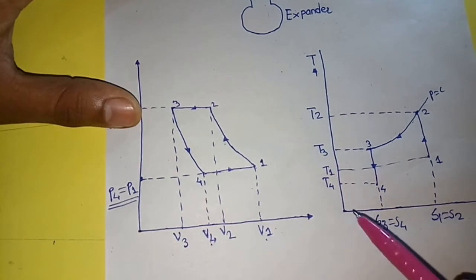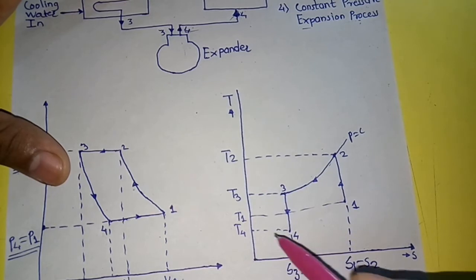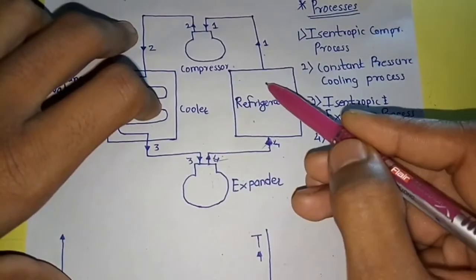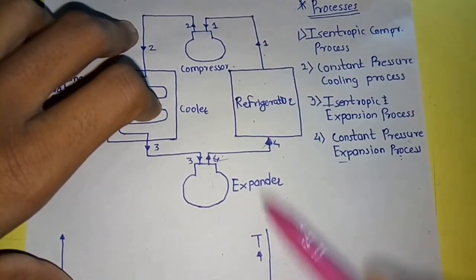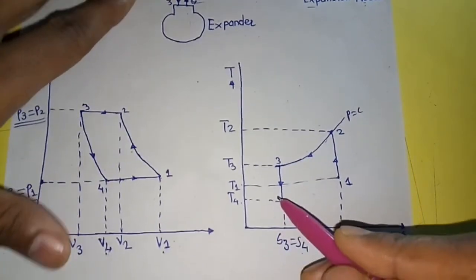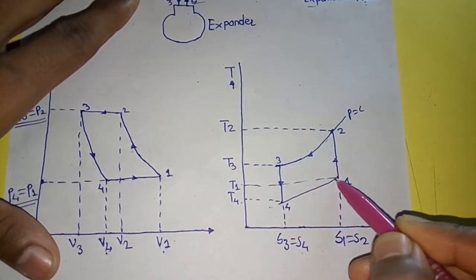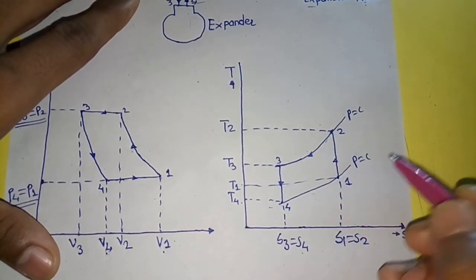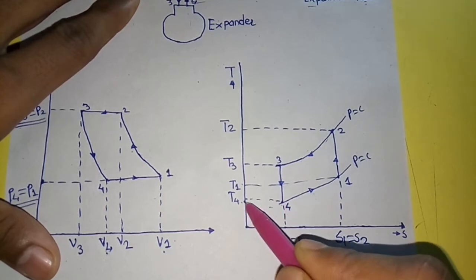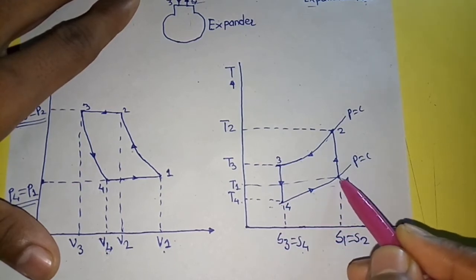Similarly, we will plot the TS diagram. During this process, the temperature increases from T4 to T1, from point 4 to point 1. This is point 1. And entropy changes from S4 to S1. So we will plot the constant pressure line from point 4 to point 1. This is the constant pressure line, P is equal to C. During this process, the temperature increases from point 4, where the temperature is T4, up to point 1, where the temperature is T1.